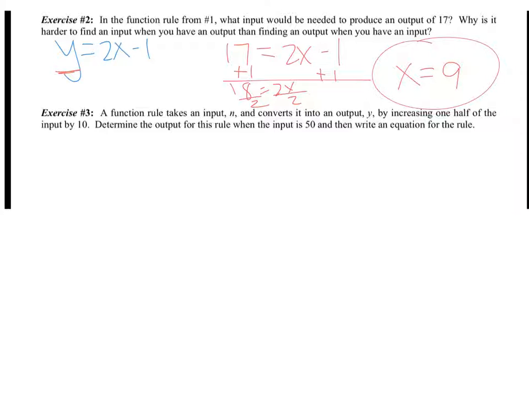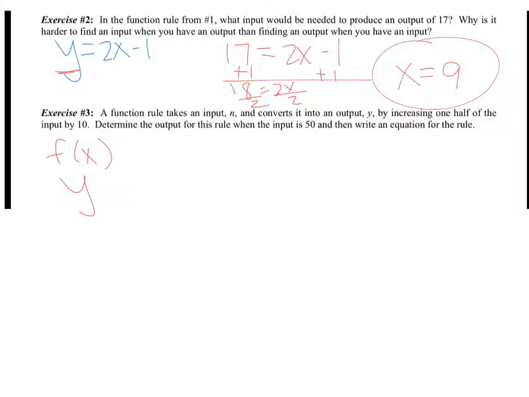So a function rule takes an input of n and converts it into an output y by increasing 1/2 the input by 10. Determine this output for the rule when the input is 50 and then write an equation for the rule. So the difference between an equation and a function is f of x. F of x means the function of x, so you're finding the answer for the function of x. This is the same thing as y. So you will see those used interchangeably, that f of x means y. So let's look at what it's saying.